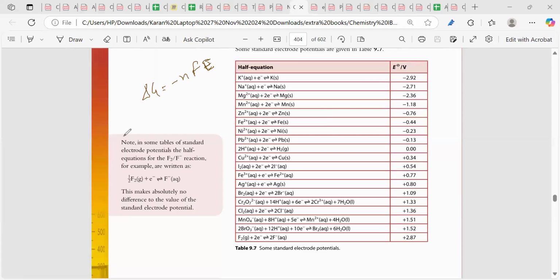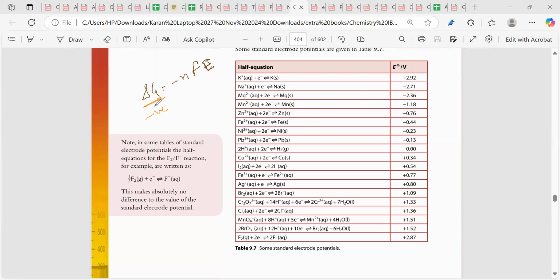Delta G is Gibbs free energy. Brilliant answer. And for a spontaneous reaction, should Gibbs free energy be negative or positive? Negative. For a spontaneous reaction, Gibbs free energy should be negative.